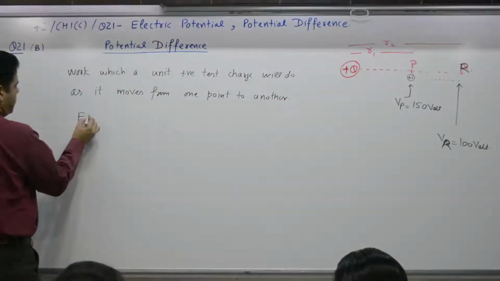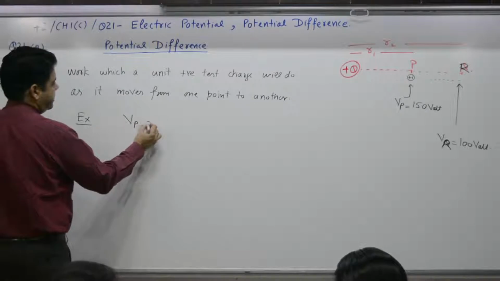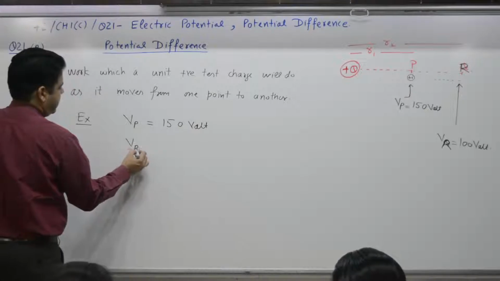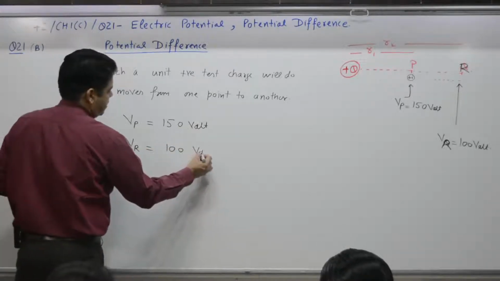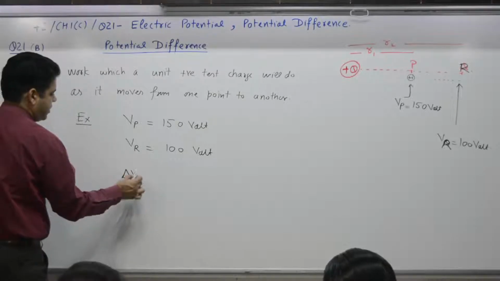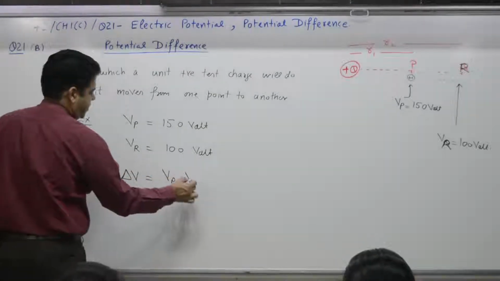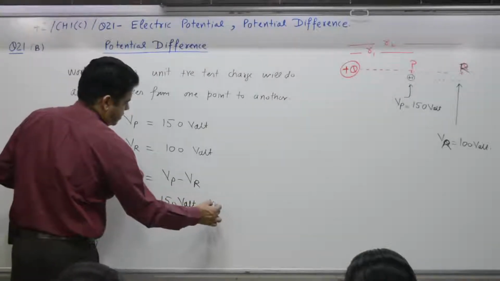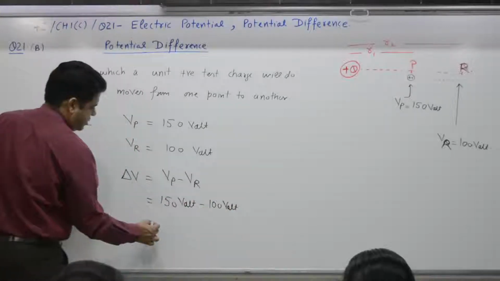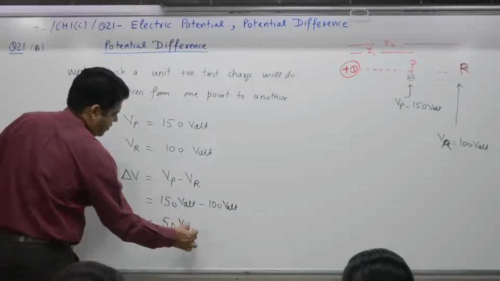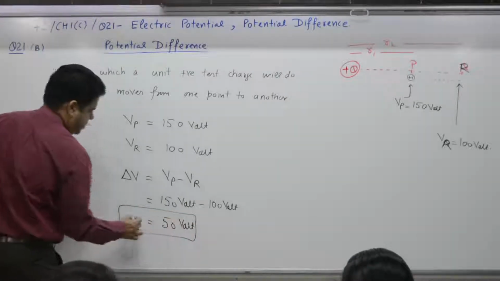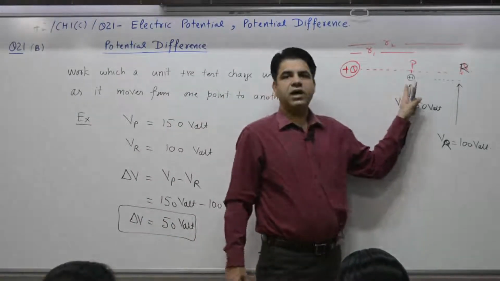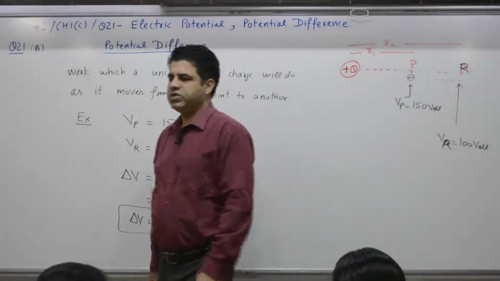As an example, potential at P, how much? 150 volt. Potential at R, 100 volt. Potential difference delta V is potential at P minus potential at R, which is 150 volt minus 100 volt, equal to what? 50 volt. So delta V, the potential difference, is 50 volt. Point P is 50 volt higher than point R. 3 minutes with you to write.